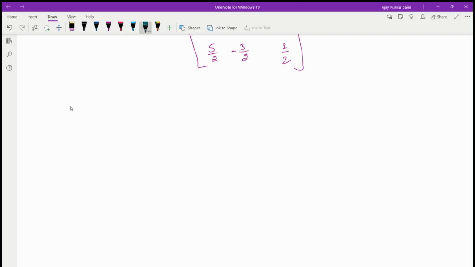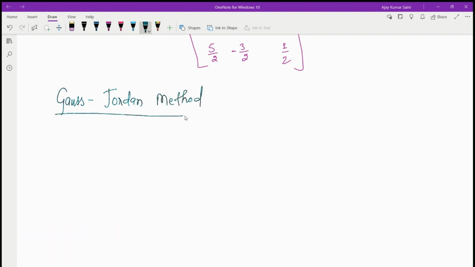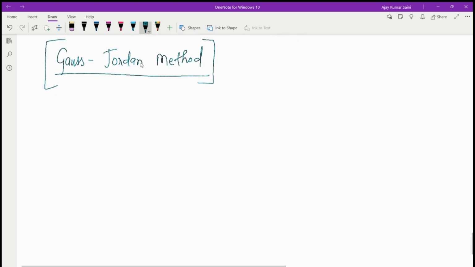So now the other method is the Gauss-Jordan method. I hope you heard this name in 11th and intermediate. Okay, so I also take an example for this. So we need to do this. So there is a matrix A.